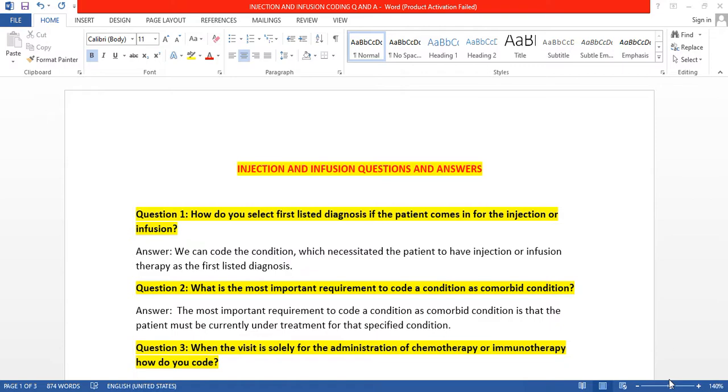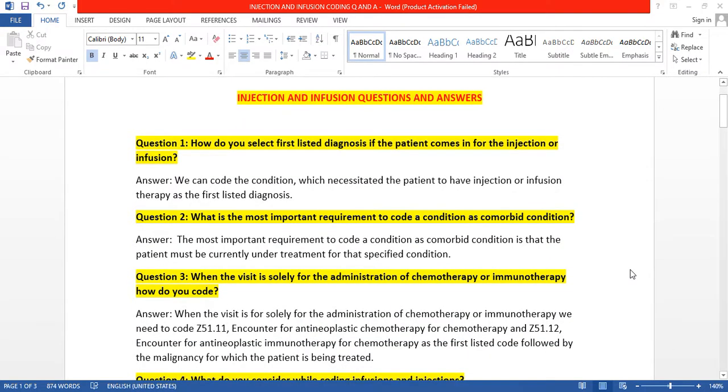Question 1. How do you select the first listed diagnosis if the patient comes in for the injection or infusion? Answer: we can code the condition which necessitated the patient to have injection or infusion therapy as the first listed diagnosis. So we need to check what the purpose of that injection is, so why the physician or nurse is providing the injection.